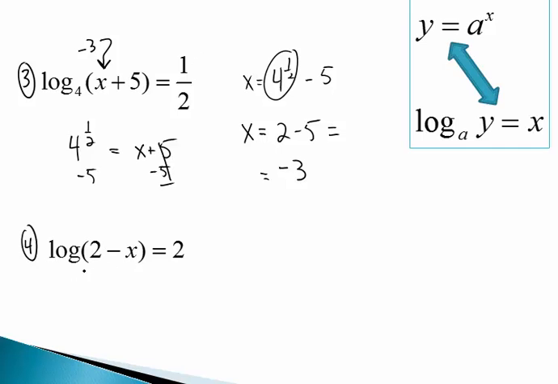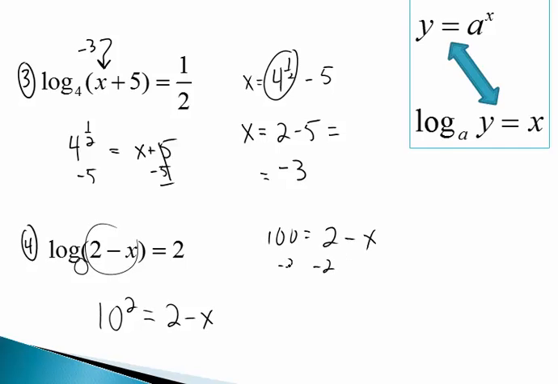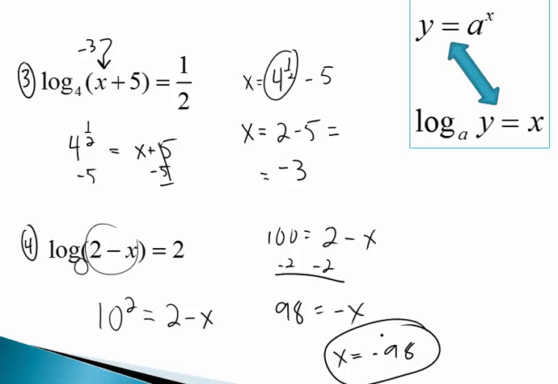Moving along, special base here: log, there's no number here, so we understand the base is 10. 10 squared equals what you're taking the log of, 2 minus x, and that's 100 equals 2 minus x. Minus 2, minus 2: 98 equals negative x, making x equal to negative 98. I could check that, but when you plug in negative 98 here, you get 2 plus 100, and the common log of 100 is definitely 2.